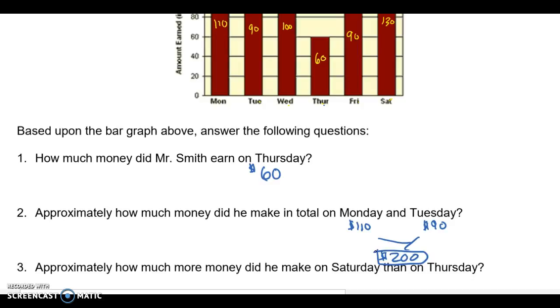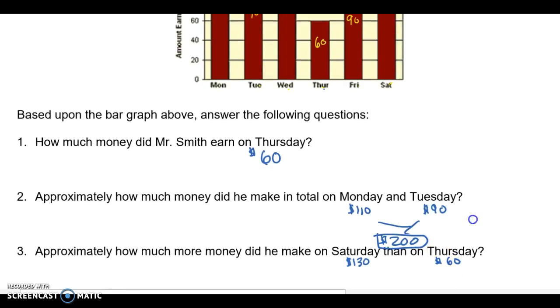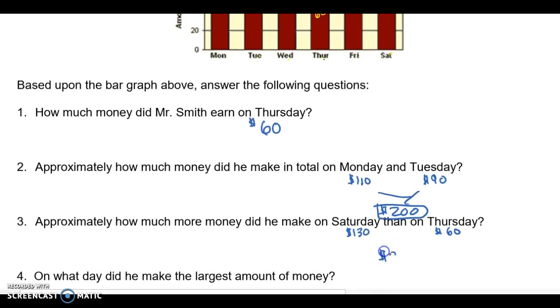Question 3, approximately how much more money did he make on Saturday than Thursday? So we're comparing Saturday, which was 130, and then Thursday was 60. So the difference between those would be $70. So on Saturday, he made $70 more than he did on Thursday.